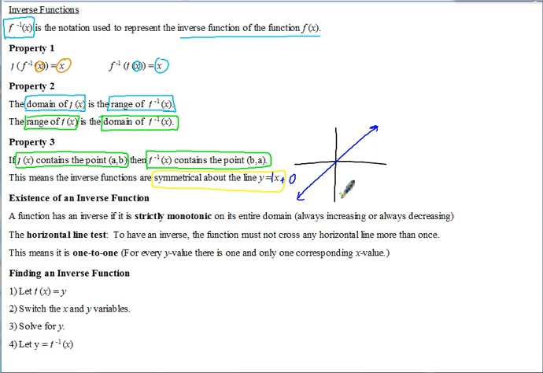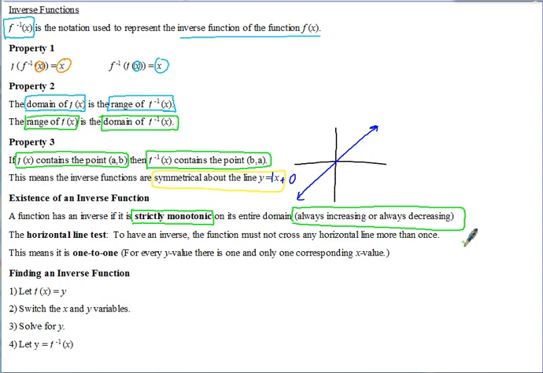All right, now to see if a function has an inverse, what you look at is if the function is strictly monotonic. I'm going to give you a new term; we'll come back to it later in your calculus. In its entire domain, what that basically means is it's either always increasing or always decreasing. If it is, then it will have an inverse function. If not, then it will have an inverse, but its inverse won't be a function.